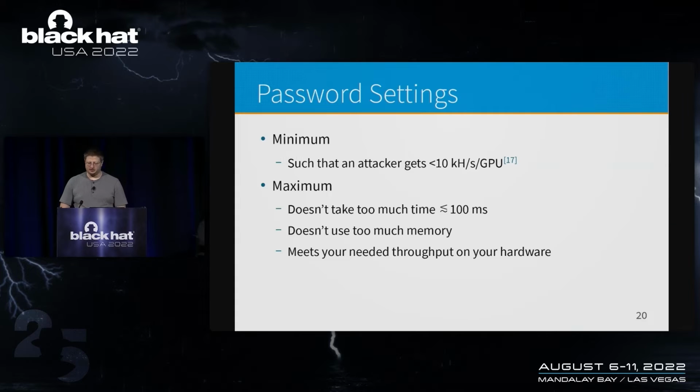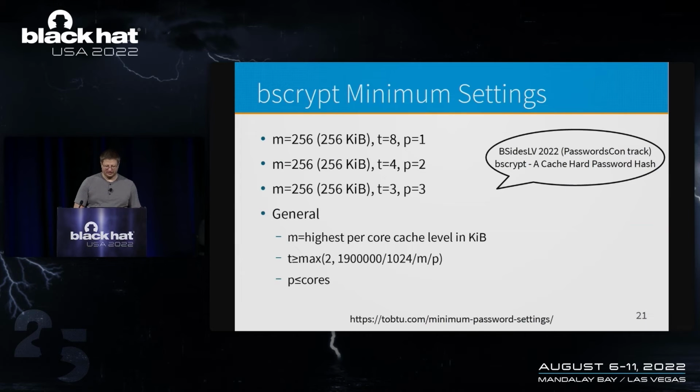So if you don't want it to take too much time or too much memory, and if you're doing server authentication, like hashing, you want to make sure that your throughput is what you want. And since those are all dependent on your hardware, I'm just going to talk about minimums because it's easier to give minimums. So bcrypt, as I said, I did a talk at BSides LV yesterday.